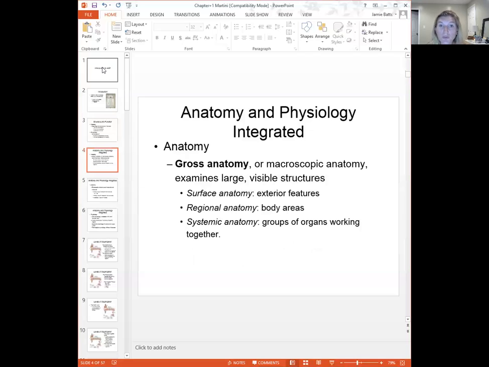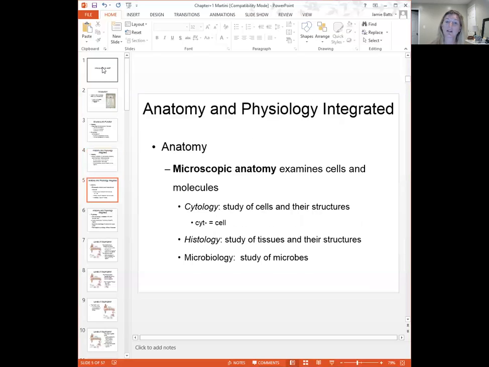So there's gross anatomy, which is looking at the big stuff, our exterior surfaces, the big features, arm, leg, right, those big things. Then there's regional anatomy, where you would talk about a specific area of the body, the abdomen, the head, and then systemic anatomy, which is when you would talk about specific body systems like the digestive system or the reproductive system. In microscopic anatomy, we're actually looking at cells.